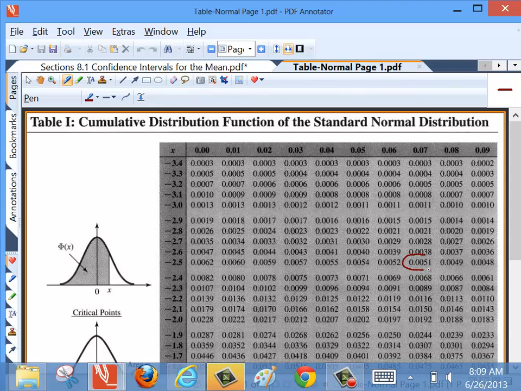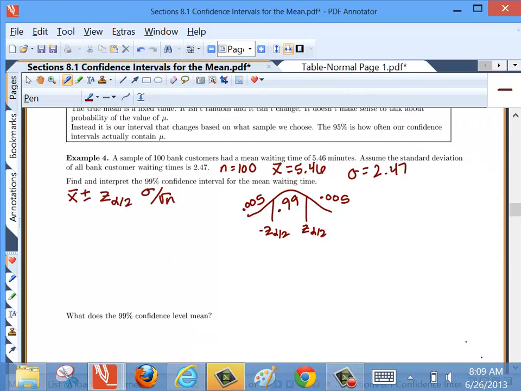Okay. So it looks like it's evenly between 0.0051 and 0.0049, so z is between negative 2.57 and negative 2.58. You could pick one of those. I'm just going to go with the average of the two since it's evenly in between. So this is negative 2.575, and this is positive 2.575. Now if we wanted to, we could use a computer and it could give us a more exact z-value without having to just take the average.